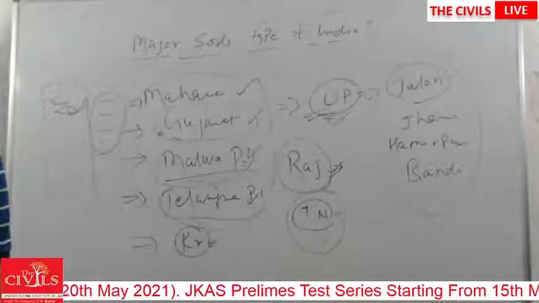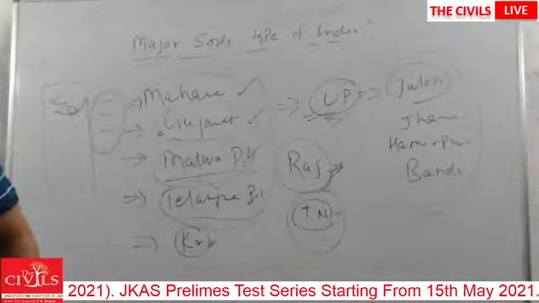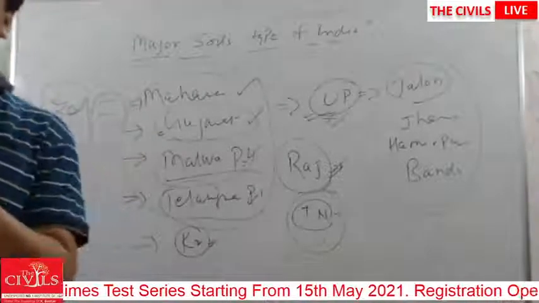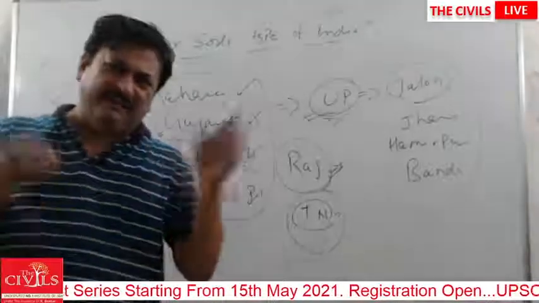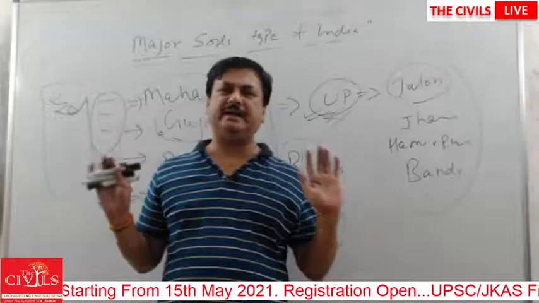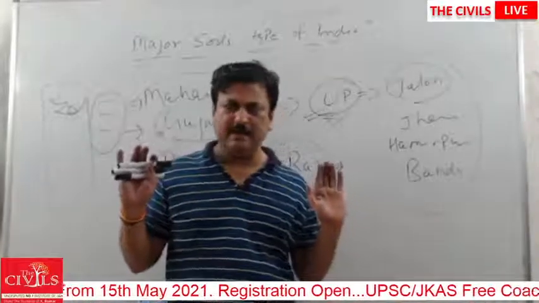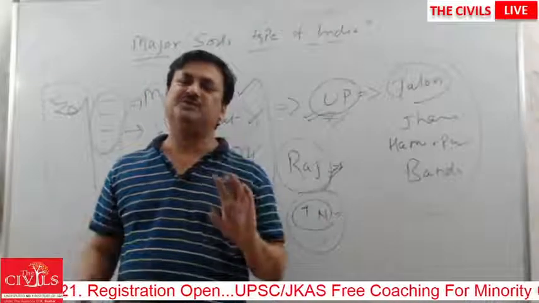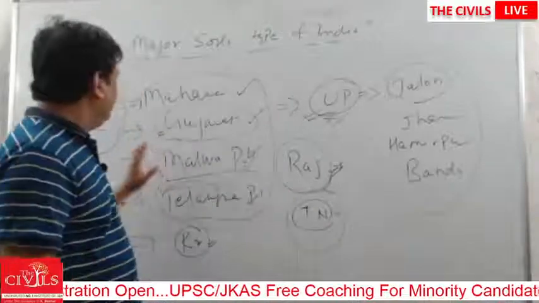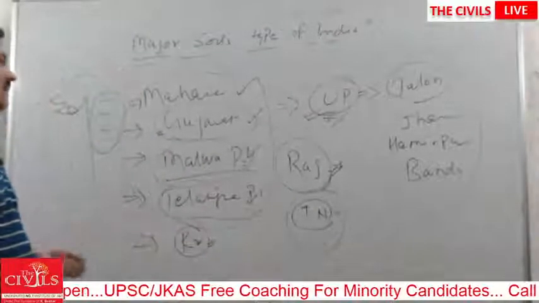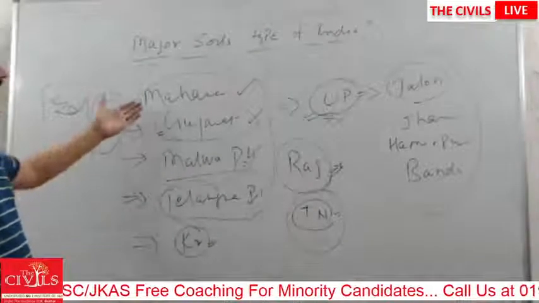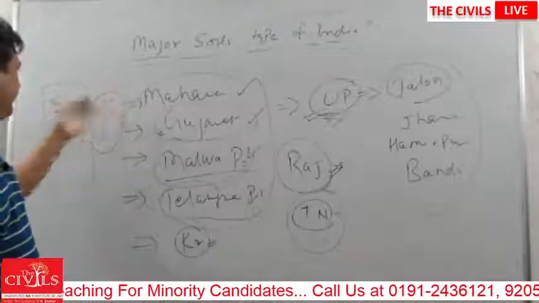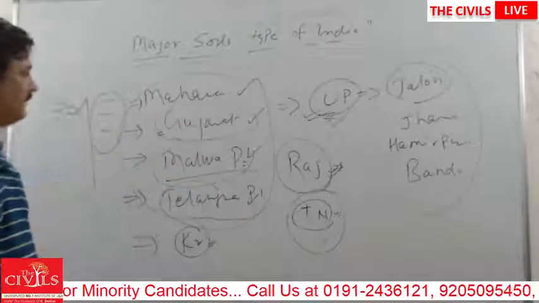The Krishna Godavari area, the Krishna Godavari delta: remember one thing, in the river valley region, alluvial soil is found. So the Godavari Krishna deltaic region is a region of alluvial soil. But we all know the river Godavari originates from Mahabaleshwar, so some part of the Godavari region also contains this black soil.